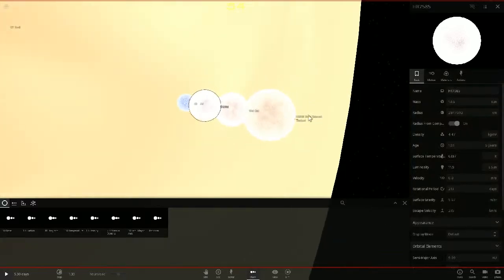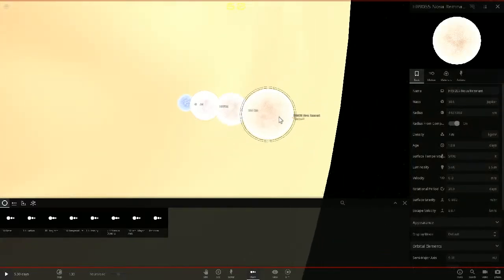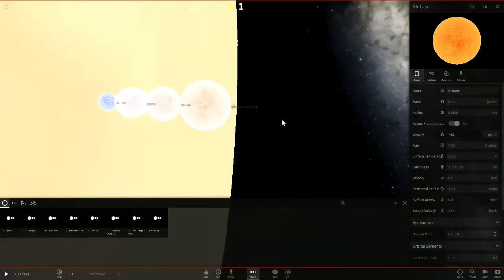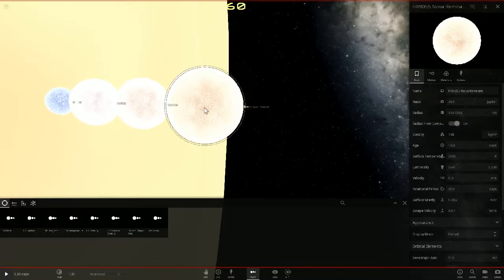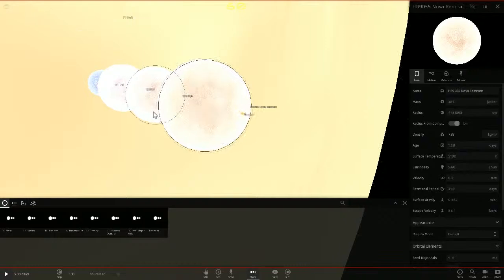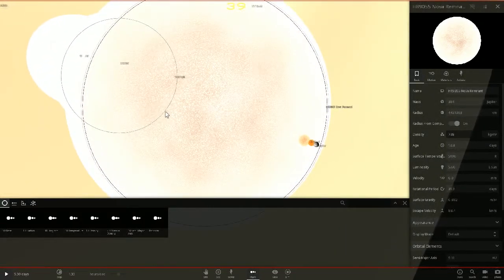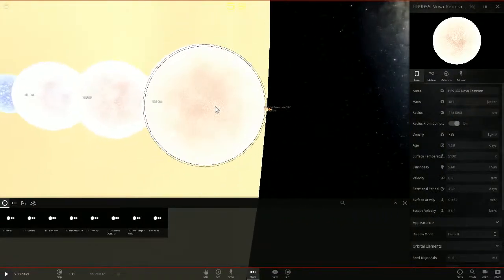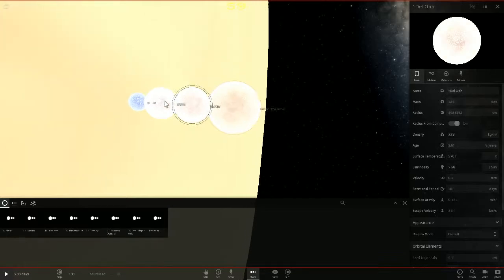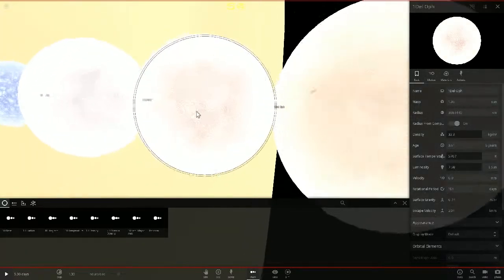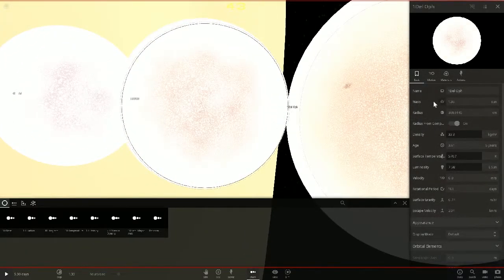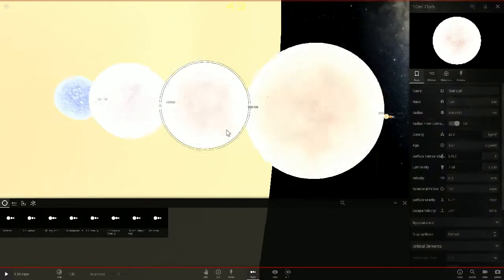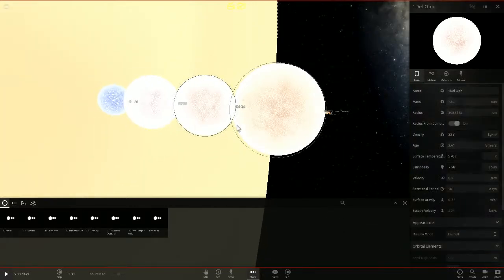This is, oh, you would call it a sub-red giant. So it's bigger than the sun, but it's not that big. And then we go to a star. This star's mass is heavier than the sun, but it's smaller than the sun. So it's a bit weird.